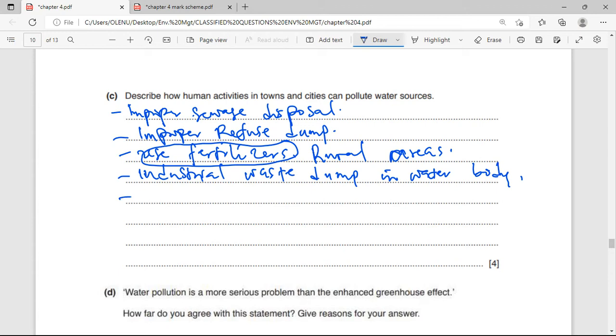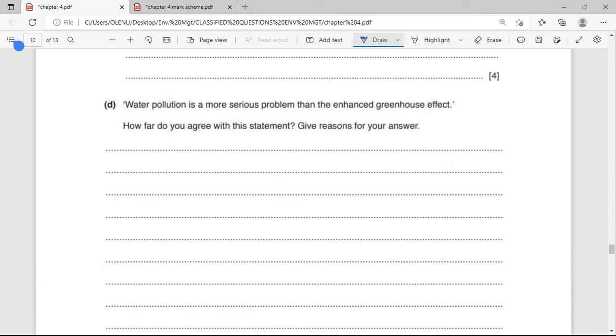So you can have things like oil spillage from vehicles, which can also pollute water. So good. Now, water pollution is a more serious problem than enhanced greenhouse effect. How far do you agree with this statement?